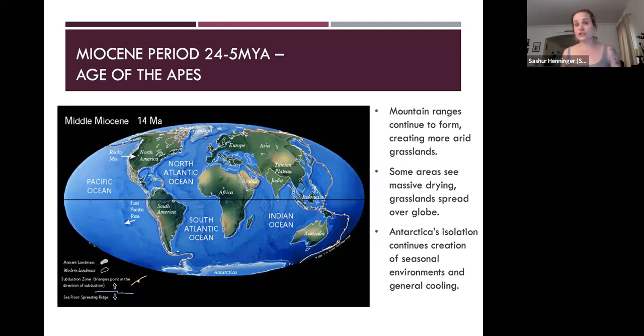The continents are officially mostly in the positions that we are familiar with today. Antarctica and the North Pole are fully frozen, and mountain ranges are still forming, particularly in Asia and Europe. All of that is causing a general cooling, drying, and expansion of grasslands. And this is really going to facilitate a few things: the development of ape-like traits and the development of bipedalism.